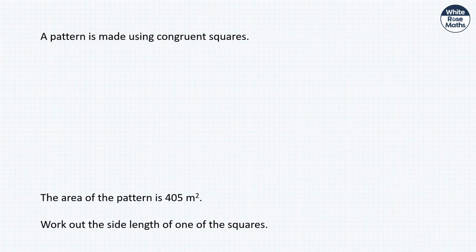Okay, there we go. Okay, right, this next one, a pattern is made using congruent squares. Okay, the area of the pattern is 405 meters squared. Okay, so work out the side of one of the squares. Okay, so that's a bit more tricky. So a pattern is made. Okay, so this is not actually very obvious here. So congruent squares.